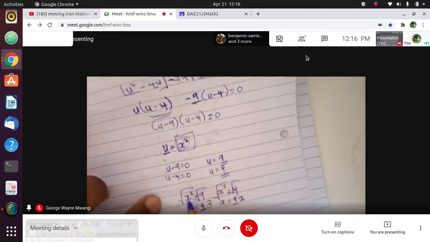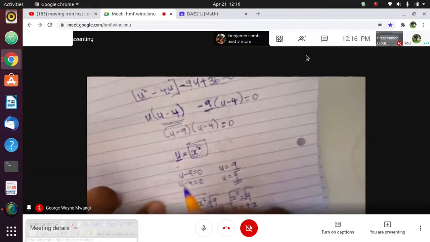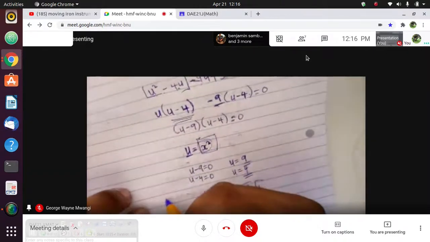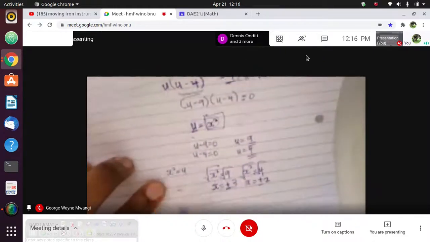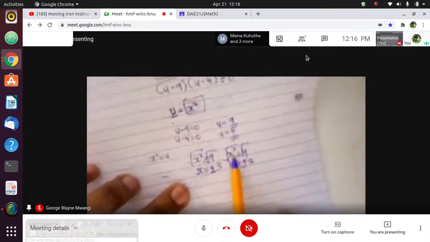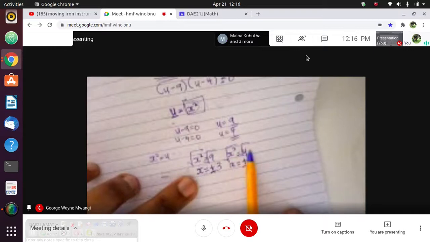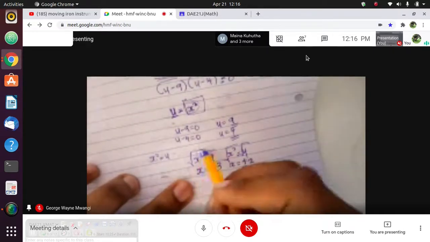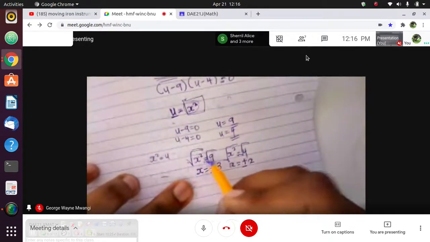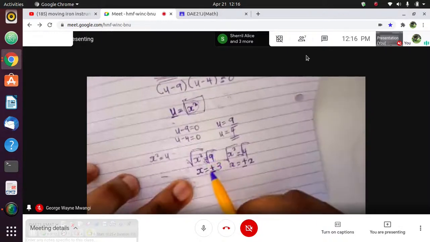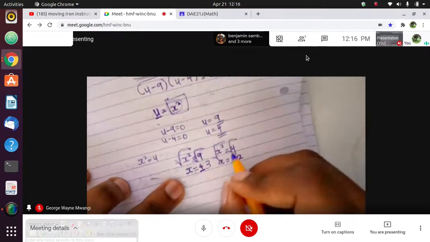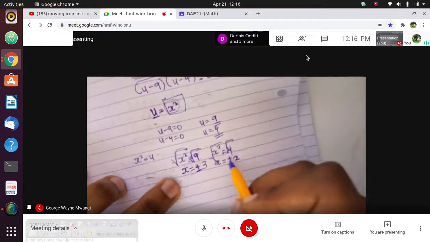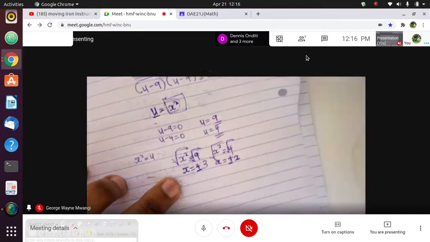But remember that we substituted x squared with u. Therefore, x squared is equals to 9 or x squared is equals to 4. And how do we find the value of x? So we take the square root of x squared and we take the square root of 9 to get plus or minus 3. The same, x squared, we take the square root to get the value of x, and the square root of 4 to get plus or minus 2.